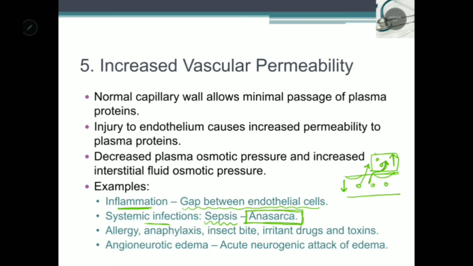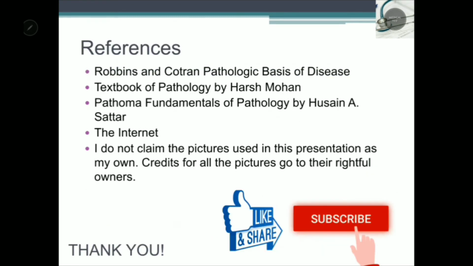Edema due to increased vascular permeability is also seen in conditions like allergy, anaphylactic shocks, insect bites, irritant drugs, and toxins. There is also a special type of edema known as angioneurotic edema, and that is due to acute neurogenic attack, and it generally affects the face and the periorbital region in particular. So that's it for this video, and in the next video we'll discuss how edema affects different organs and parts of our body.